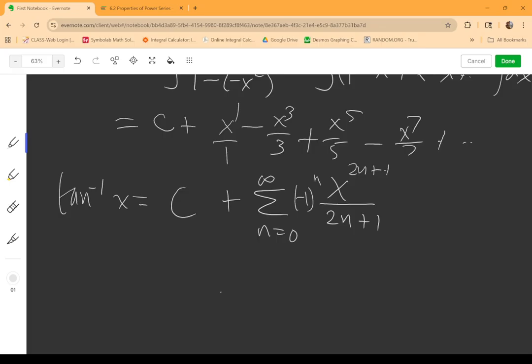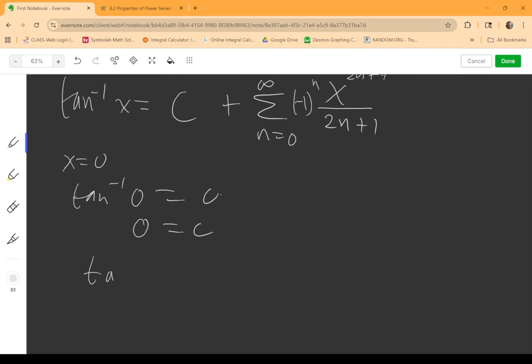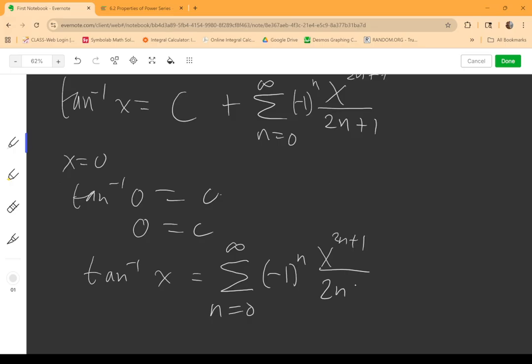Okay. And then we can solve for c again. If we let x be 0, the whole series goes to 0. So we get tangent inverse of 0 equals c, or 0 equals c. So now we have our tangent inverse of x.